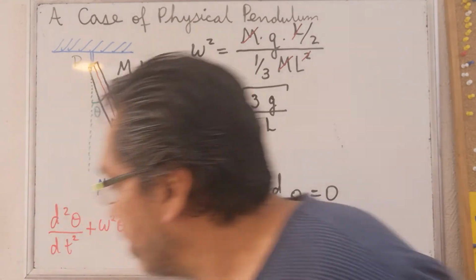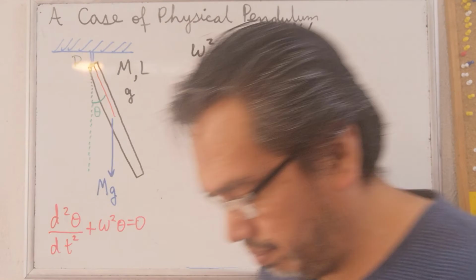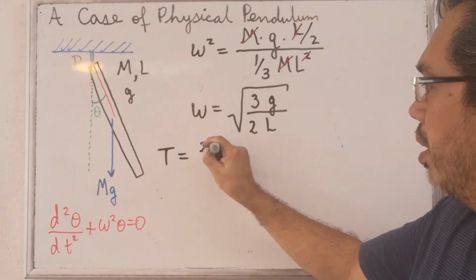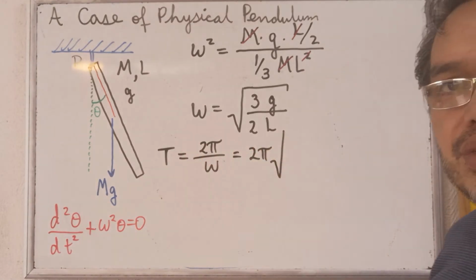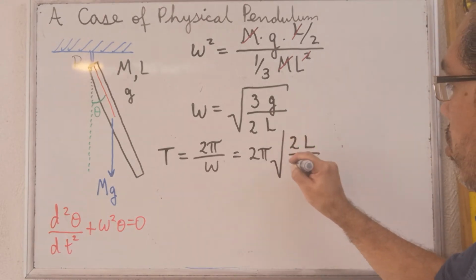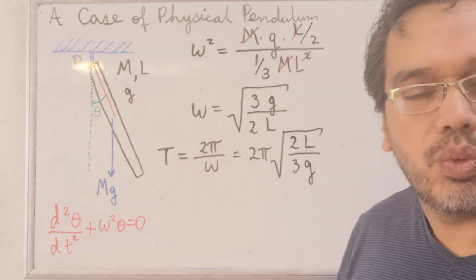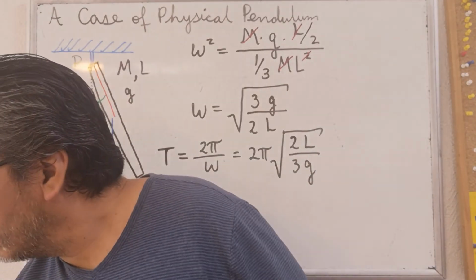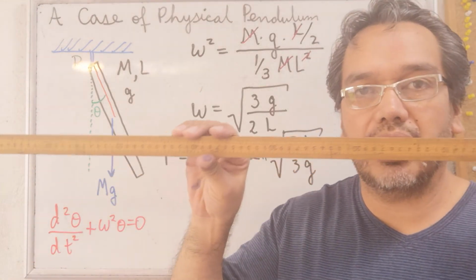Now, if that's your omega, that means that your period should be 2 pi divided by omega, which is 2 pi times the square root of the reciprocal of omega squared, which is twice L over 3g. Now, this is what we want to check. We want to check that you actually get the period that you're supposed to. So I have here a little rod, or as close an approximation of it as I can get.